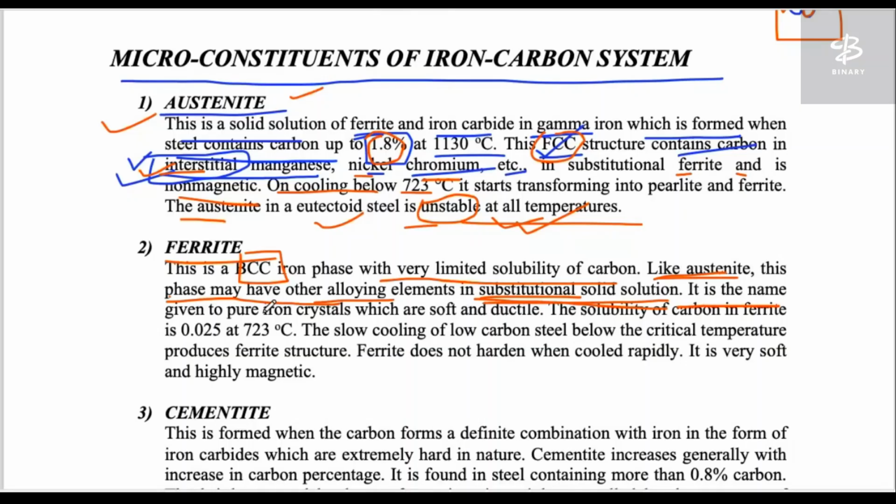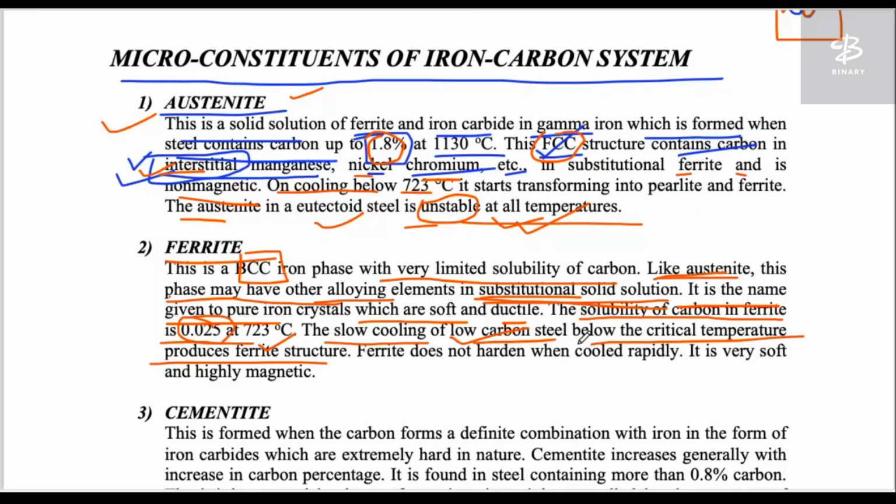It is the name given to the pure iron crystal, which is soft and ductile. The solubility of carbon in ferrite is only 0.025%. You can think about maximum 6.67% is allowed, but here only 0.025% carbon is allowed at 723 degrees C. The slow cooling of low carbon steel below the critical temperature produces the ferrite structure. So slow cooling of low carbon steel means obviously it has very low carbon content.